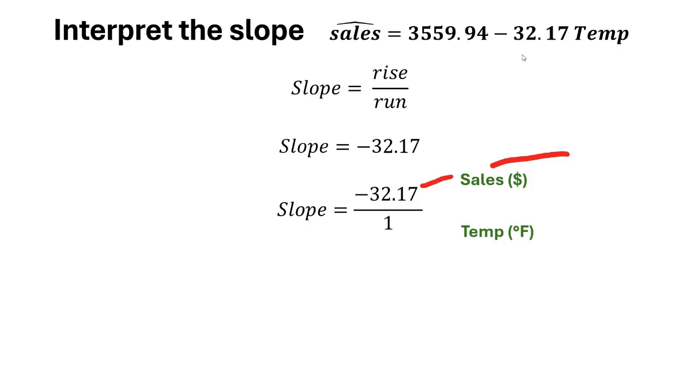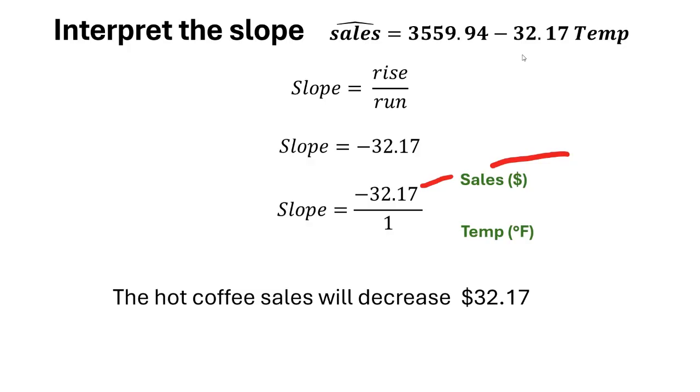So I'm going to draw a little bit here. I'm going to start over on the upper right, and I'm going to cross over the word sales and the numerator of our slope, which translates to the hot coffee sales will decrease. I'm saying decrease because we have a negative slope. And how much are they going to decrease? $32.17. That is the value in our numerator.